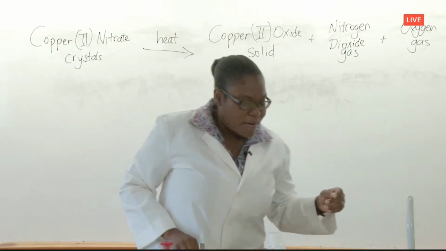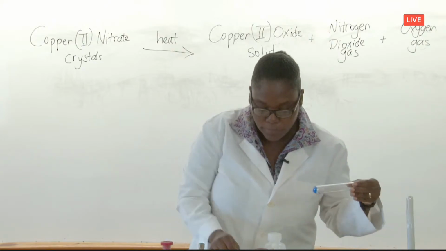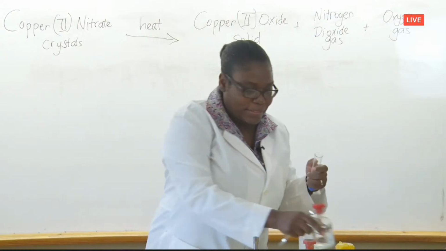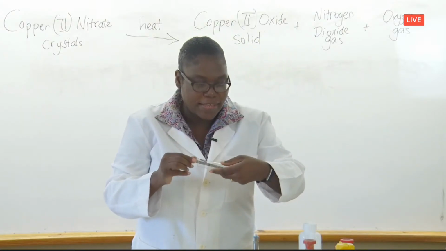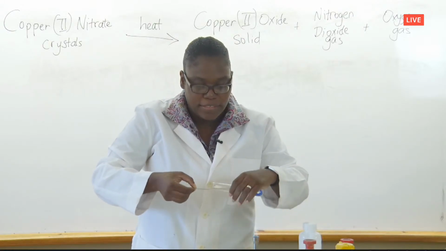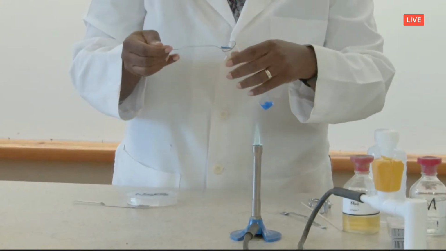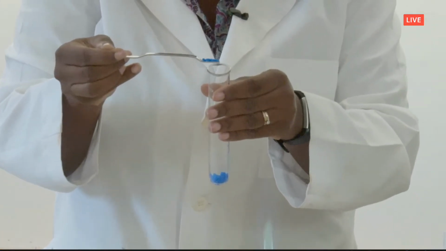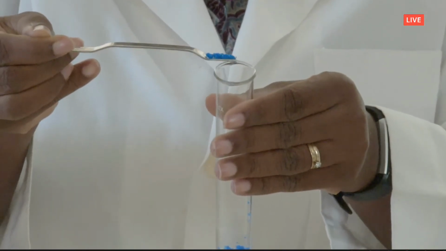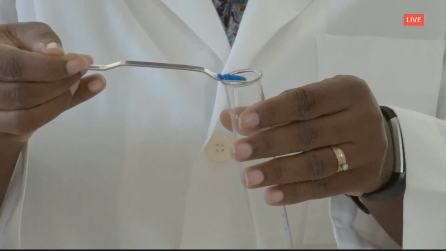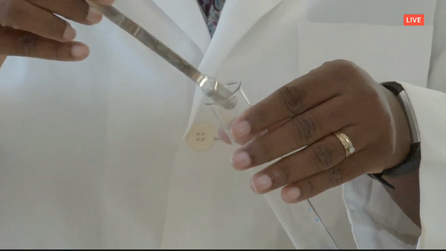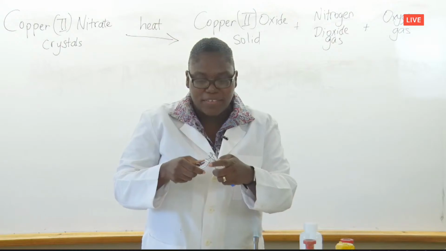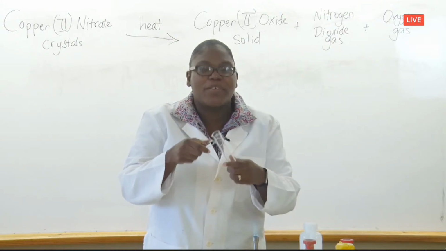So let's do it. All right, so let me see if I could take out some, just so that you could appreciate that it's crystal. Can you get that? Oh, you don't know how this color gives me life. Look at that. All right, so these are copper 2 nitrate crystals, and we're going to decompose them thermally. So that means we're going to heat it. Good.